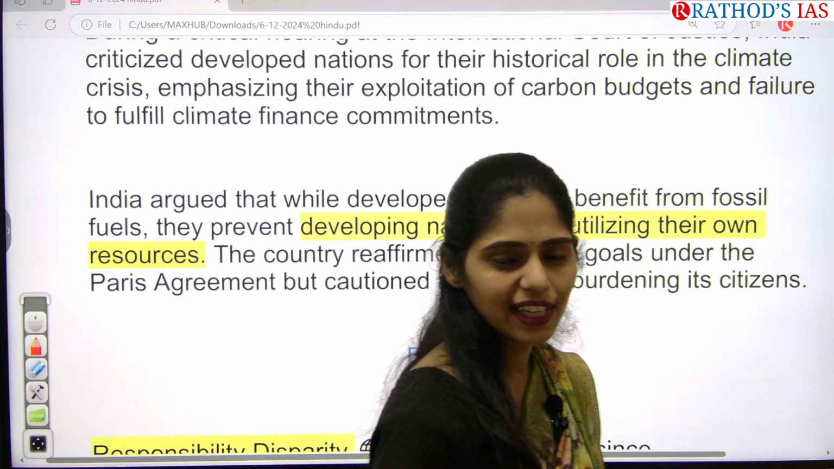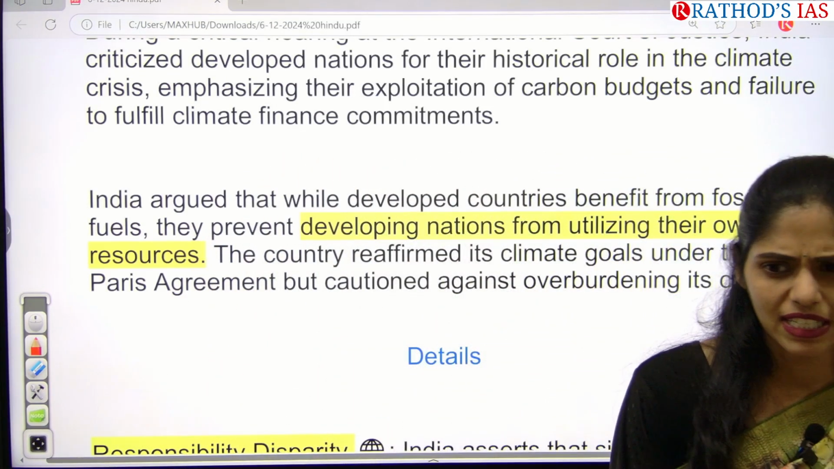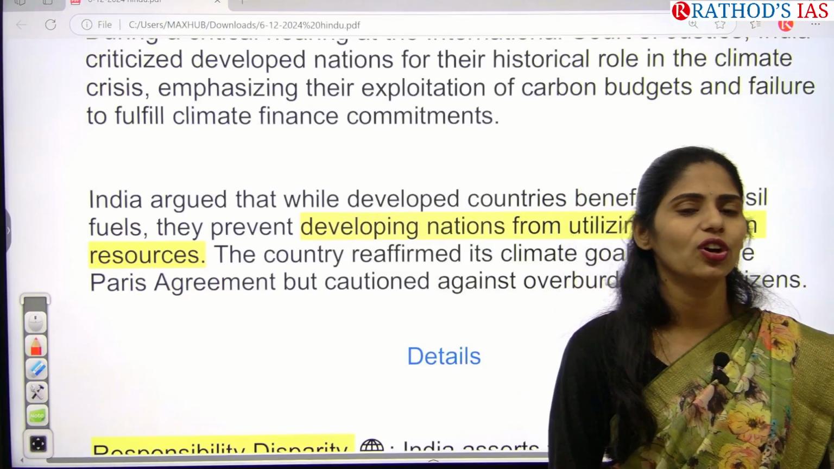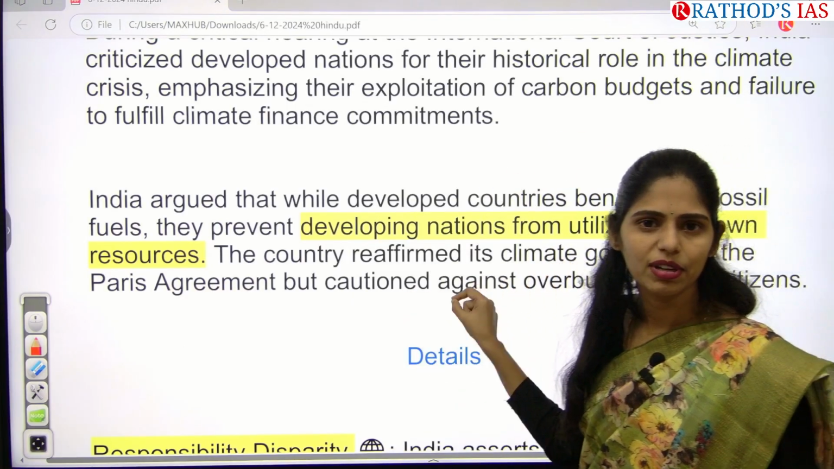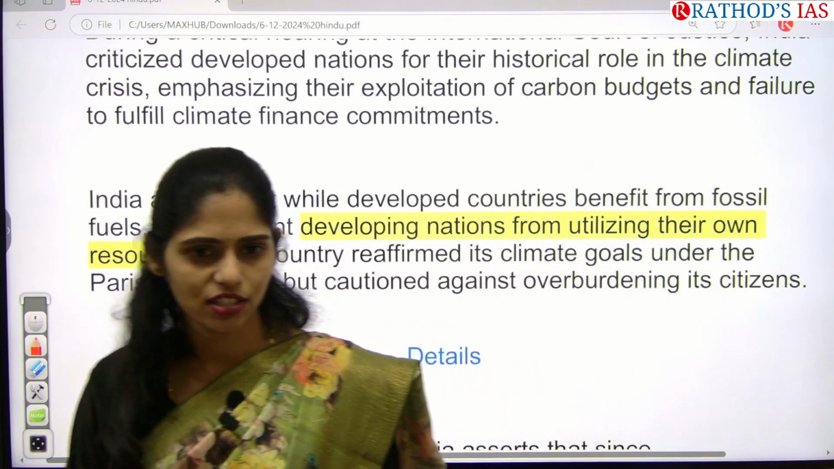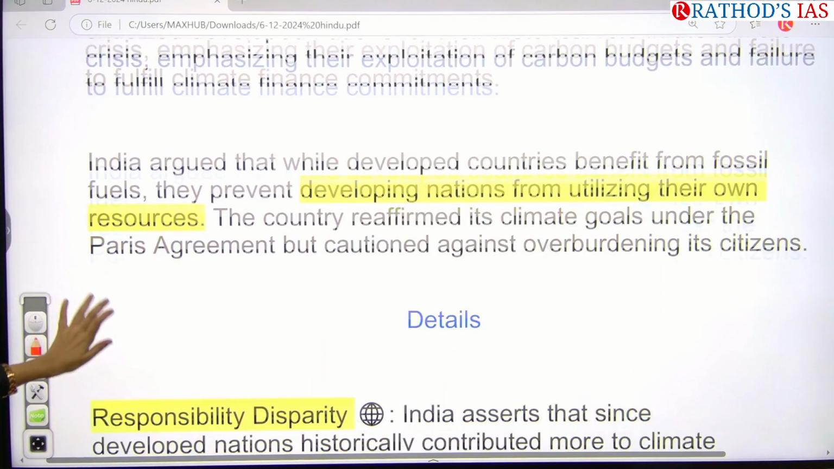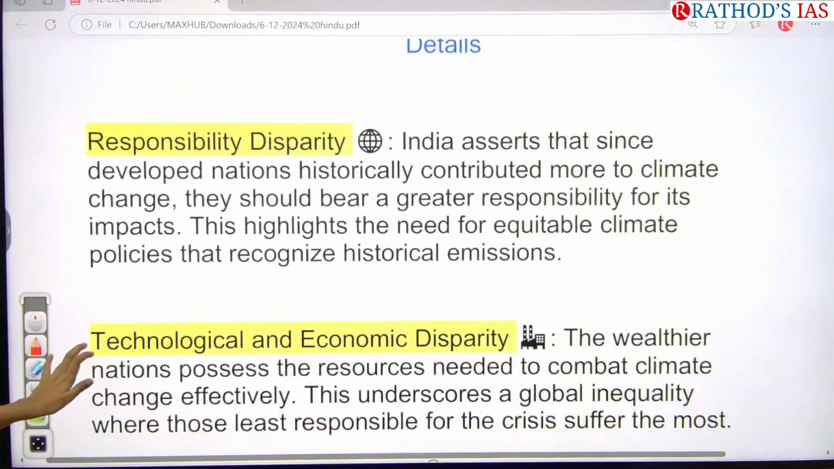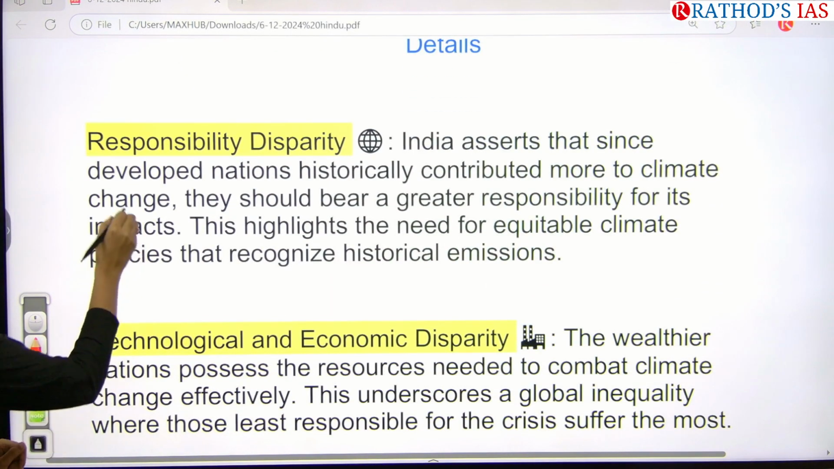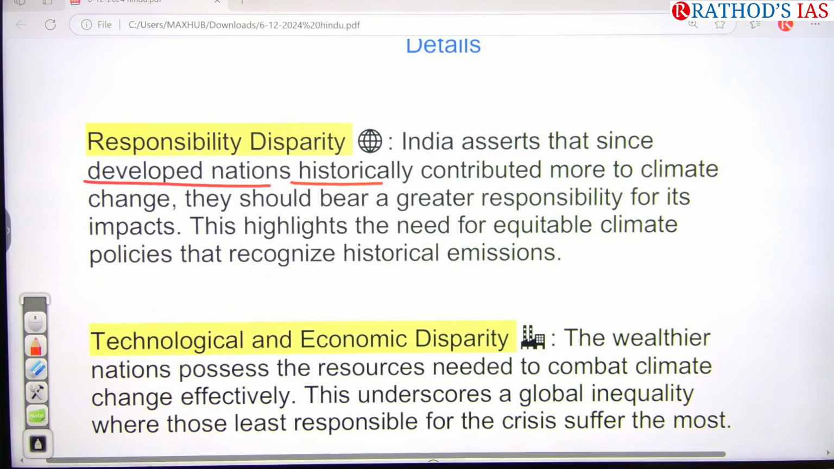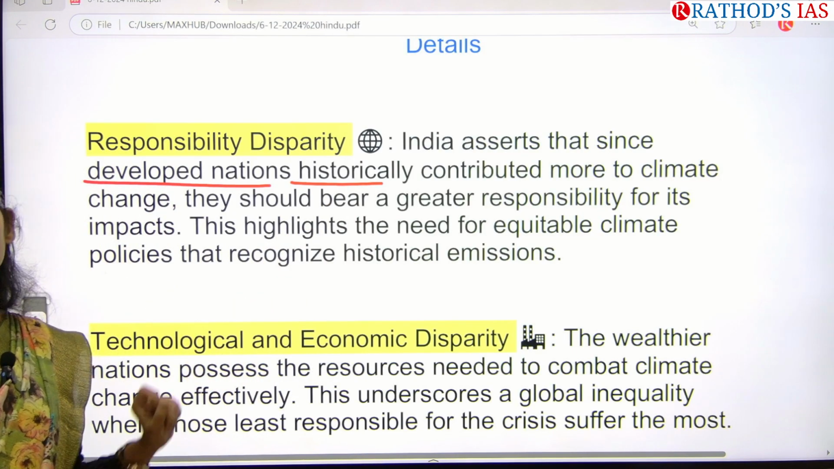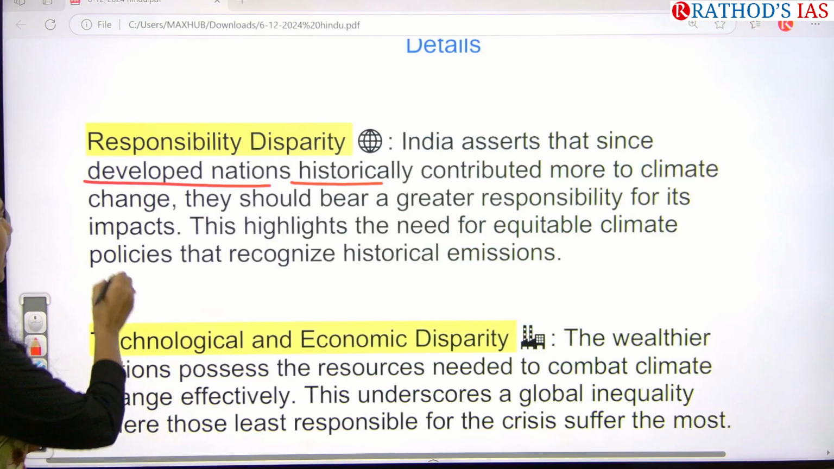So do these countries, developing and least developed countries, can they sustain economically if they are coming out of these fossil fuels? No. So this is the point which had been focused on by India in this ICJ. Clear? And the important point that you have to see is India is asserting that since developed nations historically contributed more to climate change, now they should bear greater responsibility for its impact.